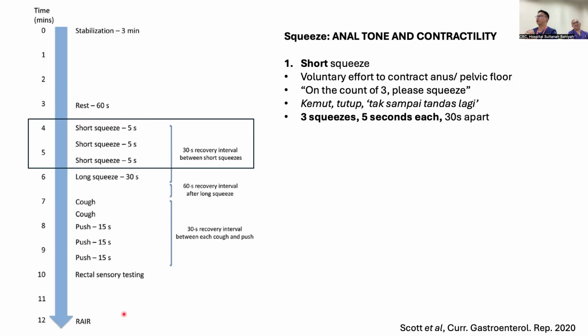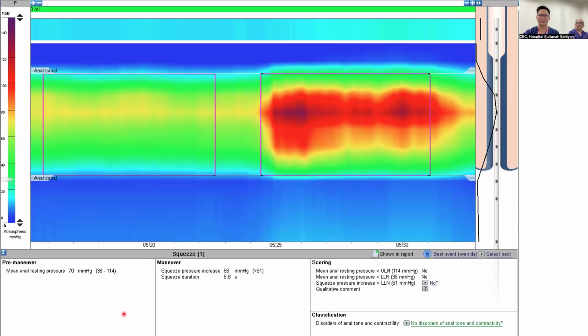And what we are looking for is the voluntary effort to contract the anus and the pelvic floor. What we do is 3 short squeezes. 3 short squeezes, very short, only 5 seconds. 1, 2, 3, 4, 5, that's it. And then after that, you tell them to relax. You wait for 30 seconds, and then you repeat the process.